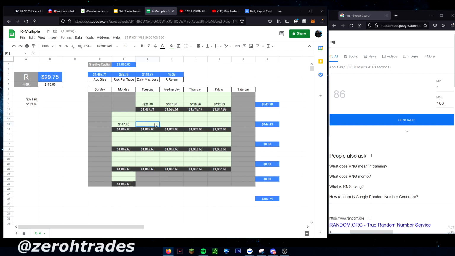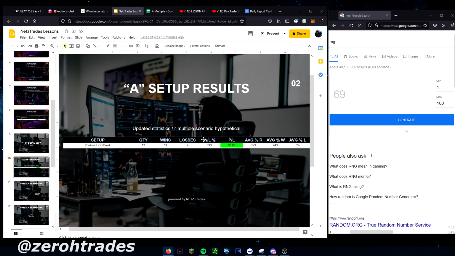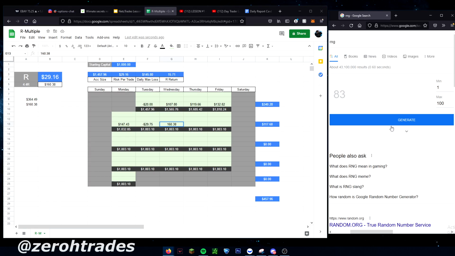86. So that's actually a loser. So our loser would now be 29.75. It's bigger than our original because now our account's at 1,400. So negative 29.75. Let's see what our next trade is. Another winner. So 160.38. And this is all based on the statistics we've gathered on our strategy. So I just want to give you guys a hypothetical example of the results you would get with this strategy with a $1,000 account. 83. So that's the winner. Wait, yeah, that's a winner because it's right at 83%. 178.02.